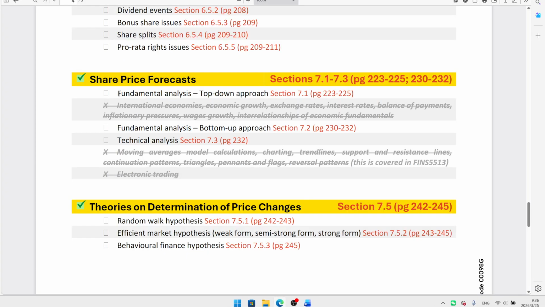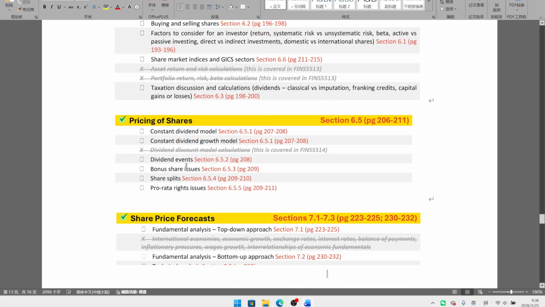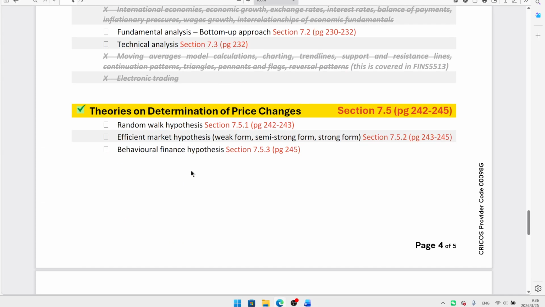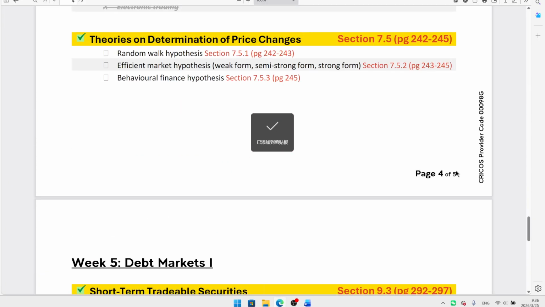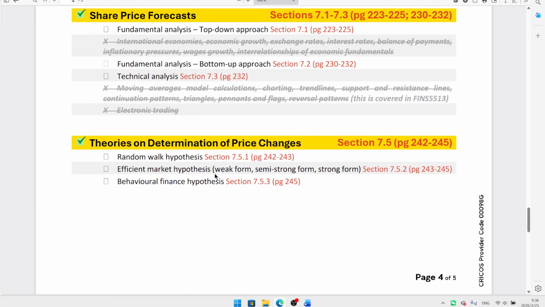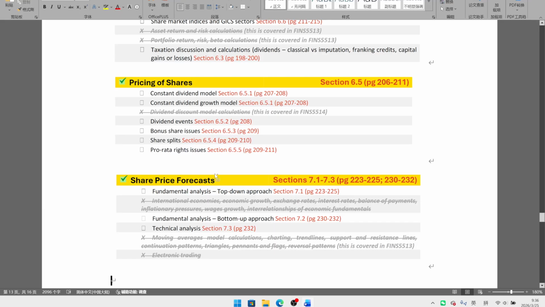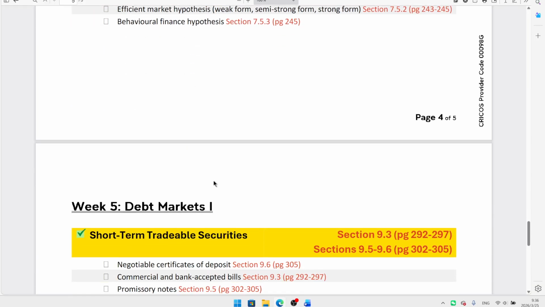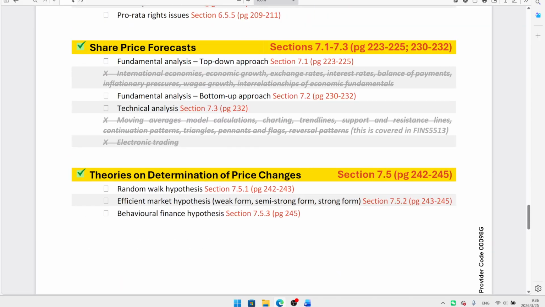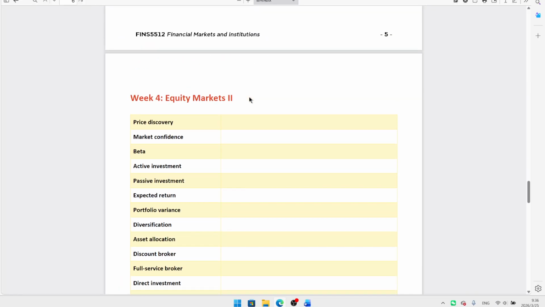Two methods: the fundamental analysis, top-down approach, bottom-up approach, and technical analysis. Next one is theories on the determination of price change: the random walk hypothesis, the efficient market hypothesis, and the behavioral finance hypothesis. That's the book outline.